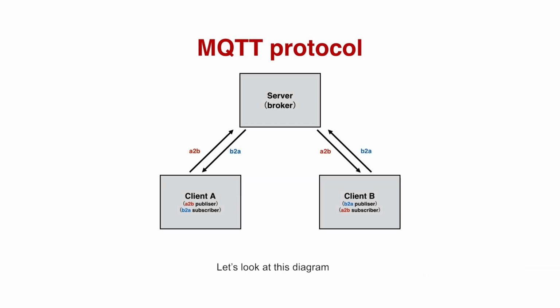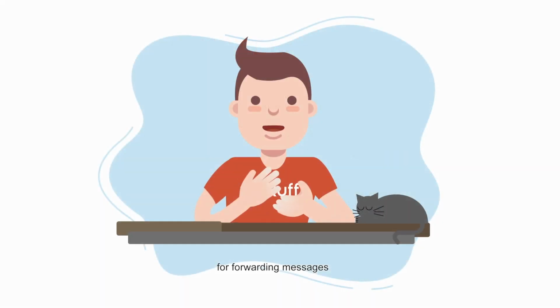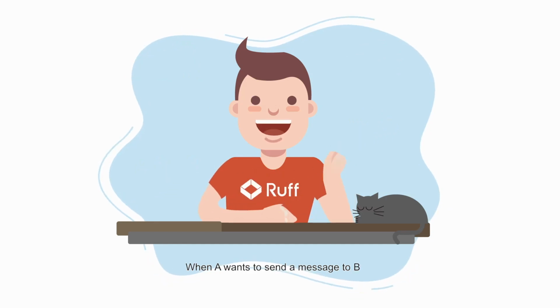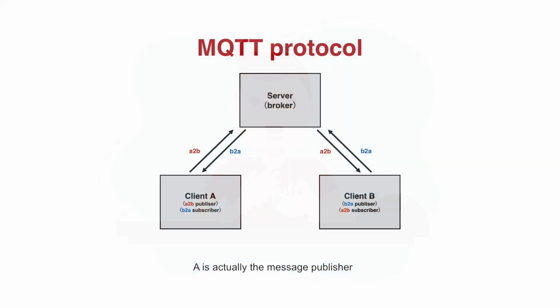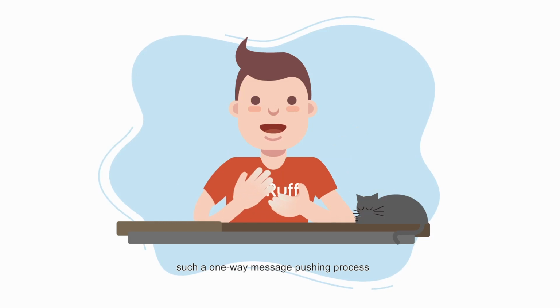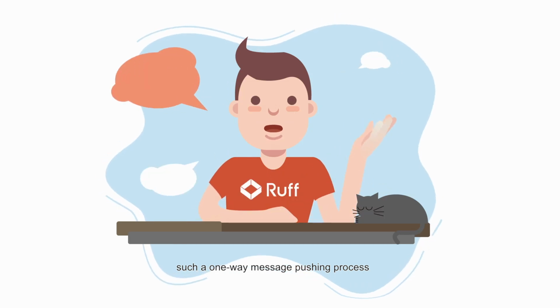Let's look at this diagram. There are three roles in this diagram, namely server, client A, and client B. As we mentioned before, the server actually serves as a broker for forwarding messages, and both communication parties are clients. When A wants to send a message to B, A is actually the message publisher, and B is actually the message subscriber. That's to say, for A to B, it directly goes to the server, and the server sends it to B, thus completing such a one-way message pushing process.